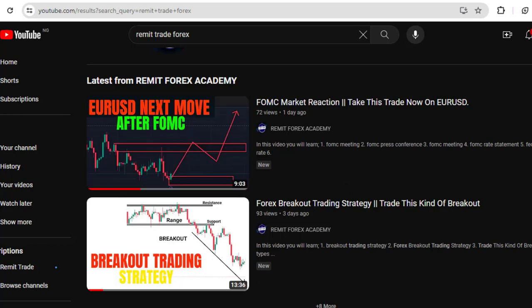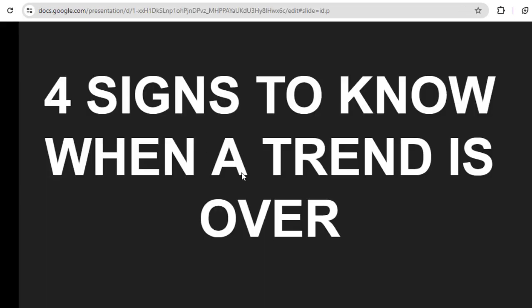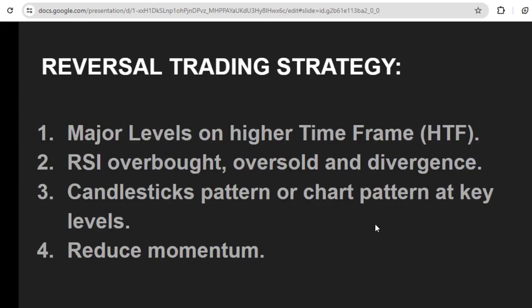So let's dive right in. So 4 signs to know when a trend is over. You can also call this a reversal trading strategy. So sign number 1: major levels on higher time frame must be taken into consideration.